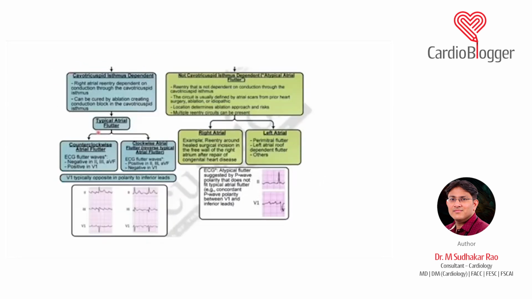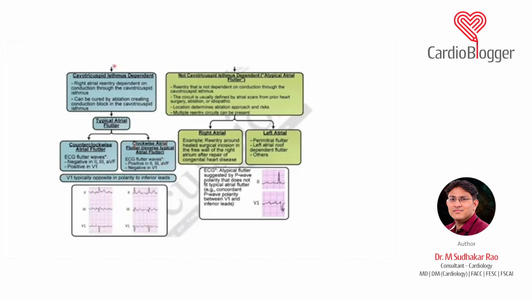So as I already told you, if it is CTI dependent, that is cavo-tricuspid isthmus dependent, it can be counterclockwise or clockwise. Counterclockwise is most common, and you see negative flutter waves in the inferior leads, but it should be positive in lead V1. However, if it is a clockwise atrial flutter, which is also known as the atypical flutter, it is the opposite. So you see positive flutter waves in the inferior leads and negative in lead V1.